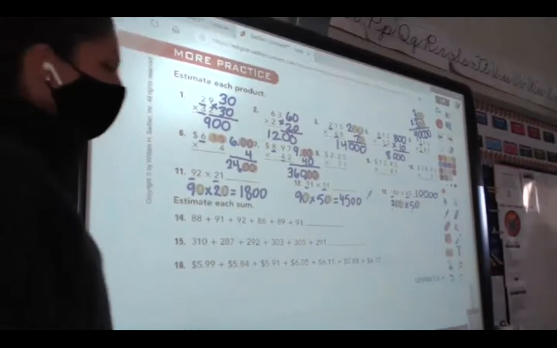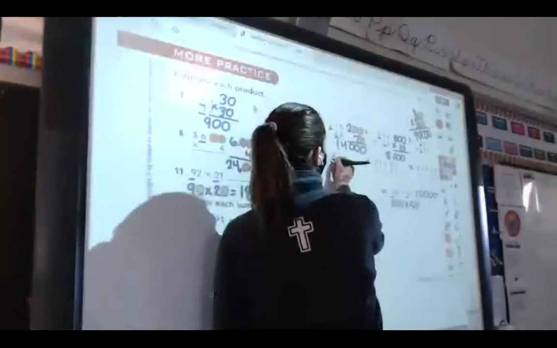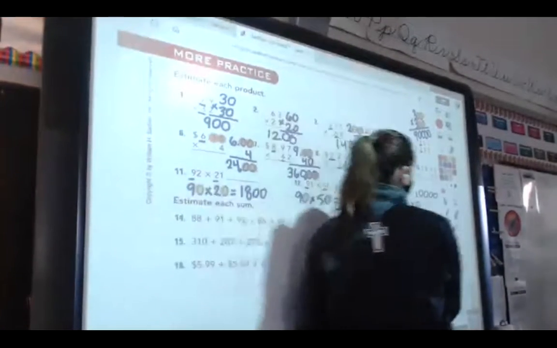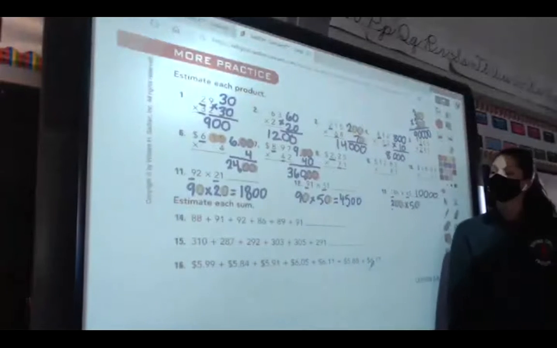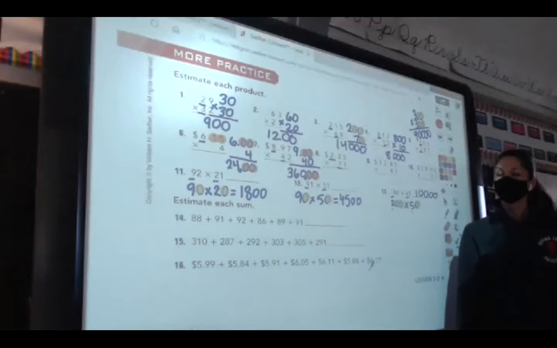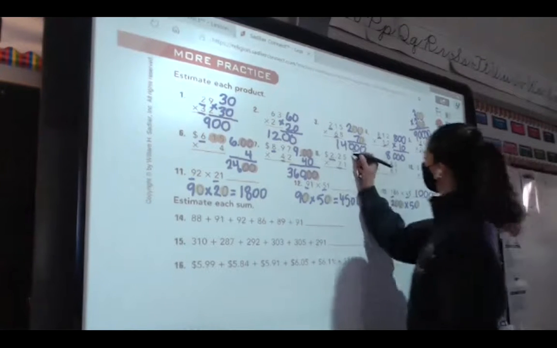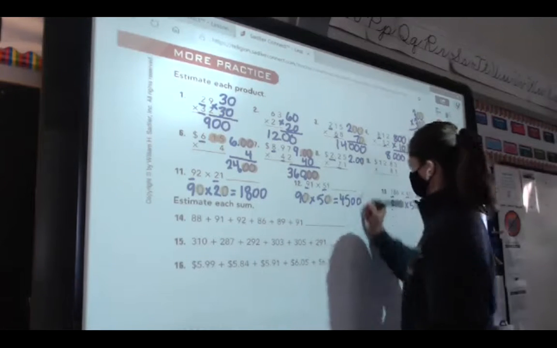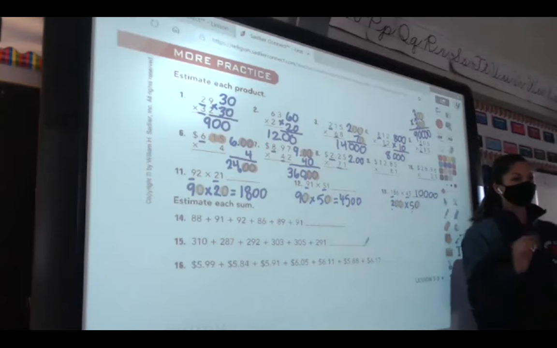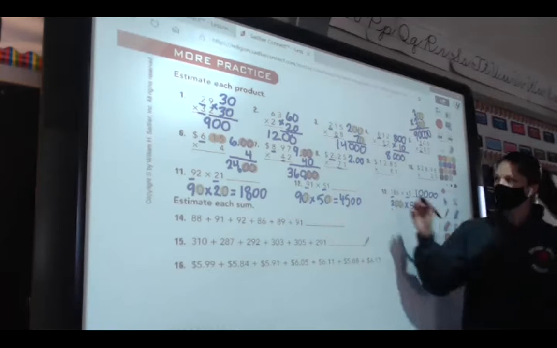Okay, for number 8, underline the greatest place value, $2.25 and $7.71. What would $2.25 round to? Go ahead. $2, thank you. So put 2.00. And what would 71 round to? 70.